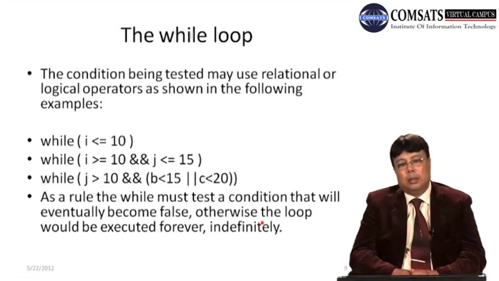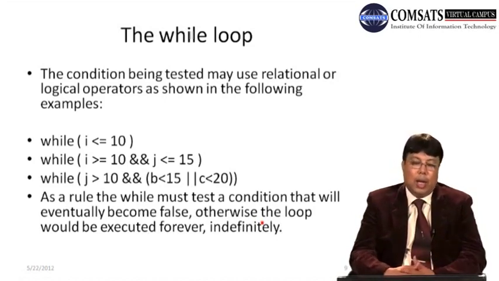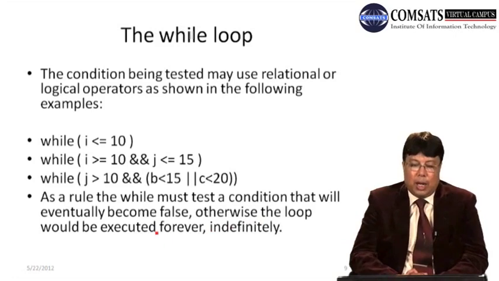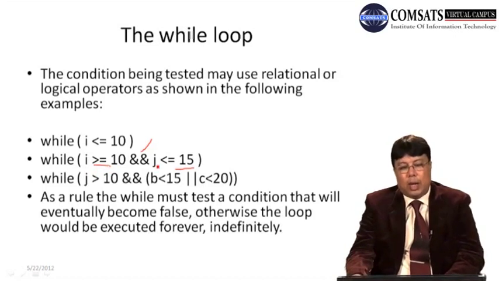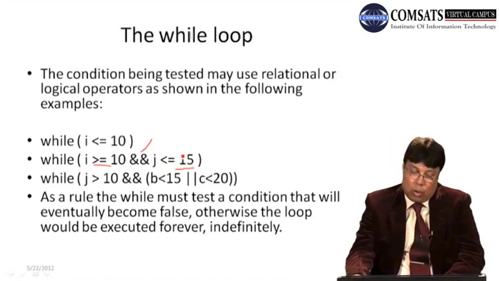Okay, not just a single operator, single counter, the loop controlling variable. Instead of 1, here we are using 2. i is greater than or equal to 10 and j is less than or equal to 15. अब देखिए, you should be very careful. Precedence सबसे पहले arithmetic operators की, उसके बाद relational operators की, और उसके बाद इसकी. इसका मतलब क्या हुआ? It will first test i is greater than or equal to 10. If it is true and j is less than or equal to 15, it is also true.